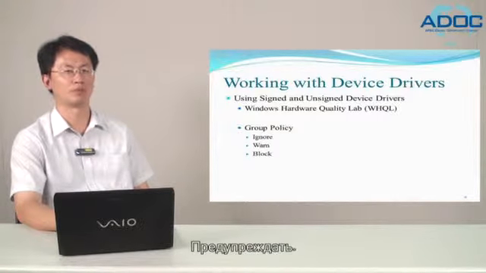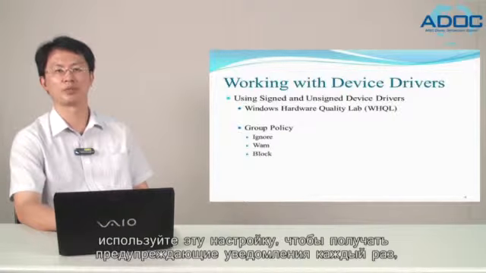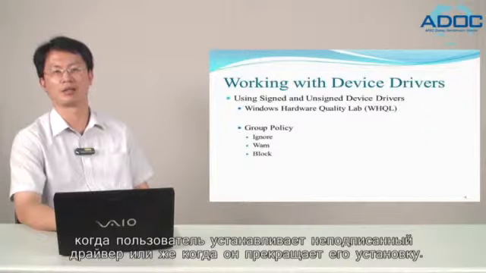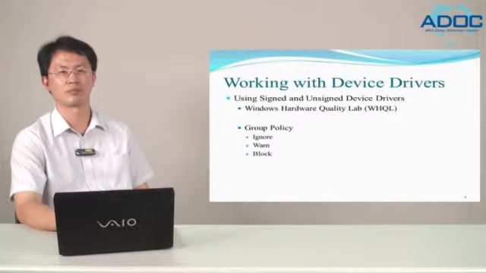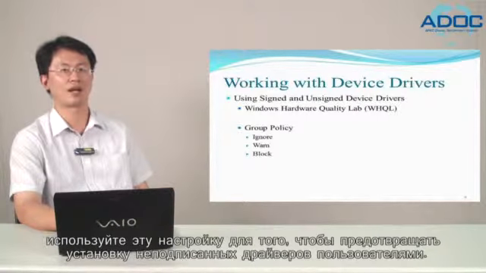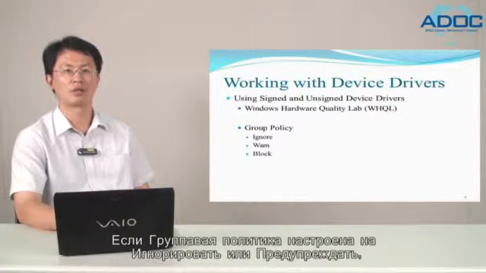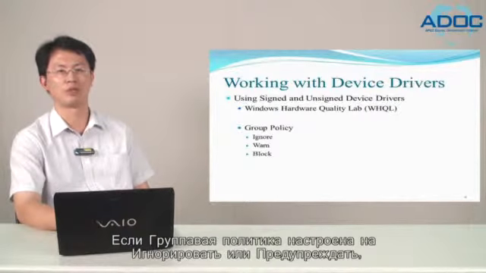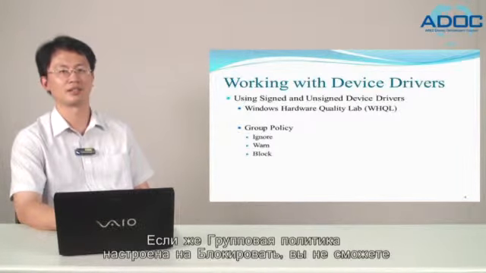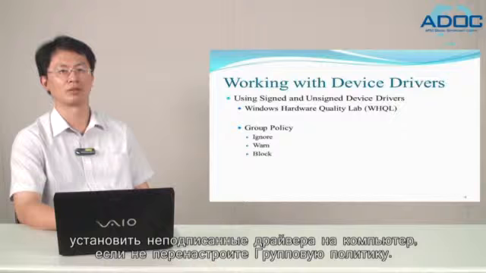The second, warn. Use this setting to prompt users each time, either to continue with the installation of an unsigned driver or to stop the installation. And block. Use this setting to prevent users from installing unsigned driver software when group policy is set to ignore or warn. And you can install unsigned drivers when group policy is set to block. Unsigned device drivers can be installed without first overriding group policy.